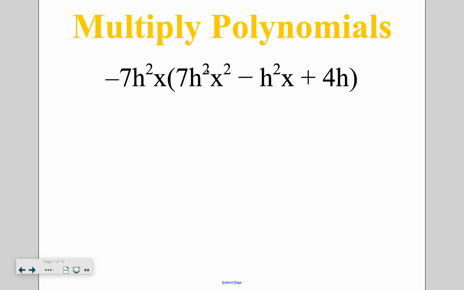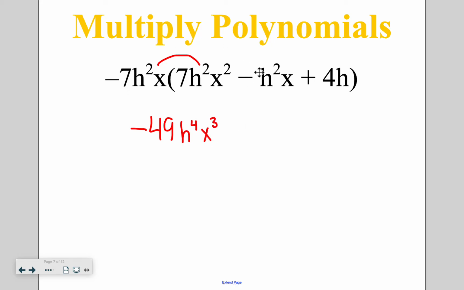Sometimes we might have more than one variable to deal with. So when we start, we still do our coefficient multiplication. So -7 times 7 is -49. Then I combine my h variables. So I've got h squared and h squared, which gives me h to the fourth. I've got x to the first and x to the second. Adding those exponents gives you x to the third.